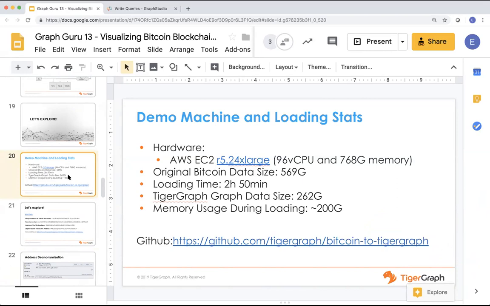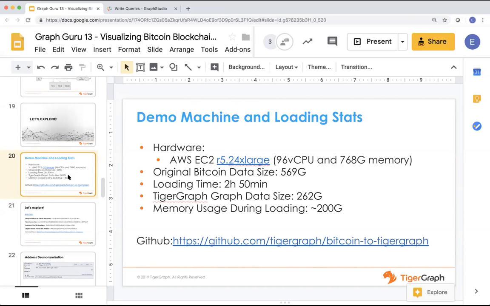Looking at the stats while loading, it only takes about 200 gig to load the data, which means if you're just thinking about loading the data, you can use a machine with 250 gig. That's enough. If you're thinking about more complex queries, then you need a somewhat larger machine to accommodate the memory usage during computation.